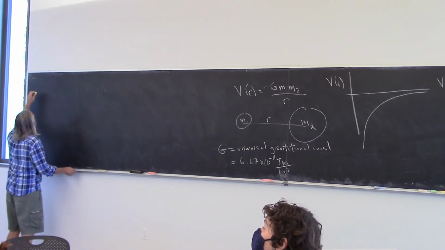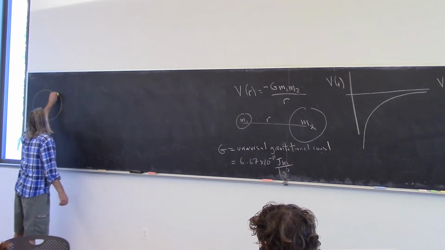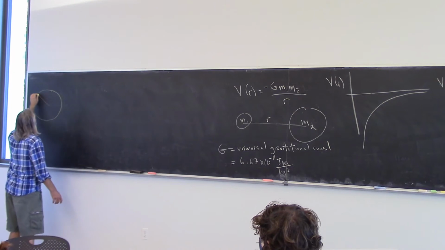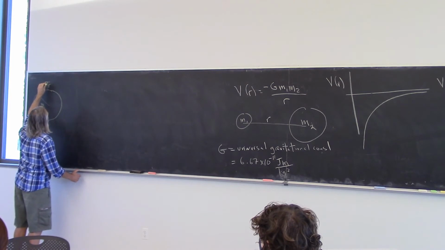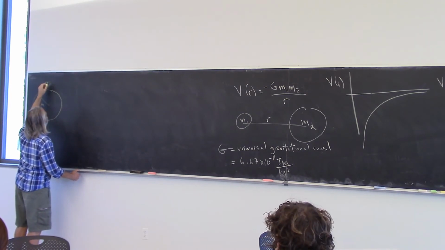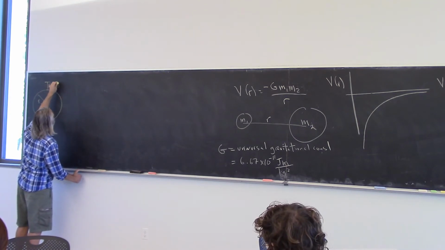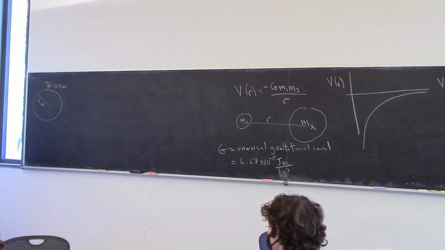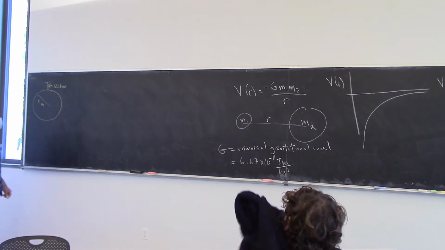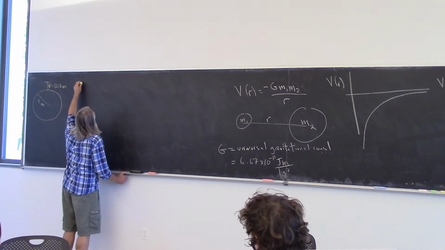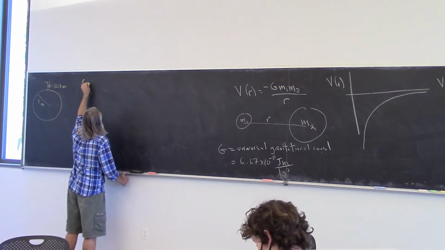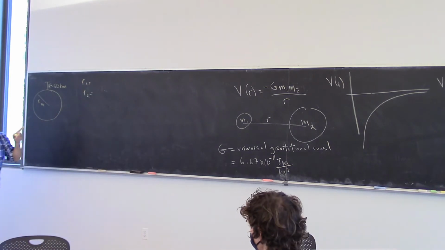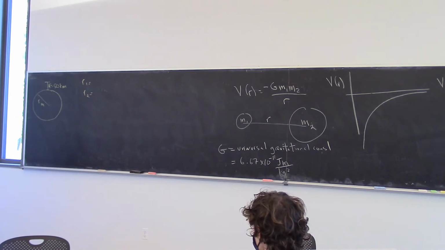So there's the moon. And this is going to be 50 kilometers. And so R in this formula is the distance between the centers of mass of the two objects. Two objects here are the moon and cheese.